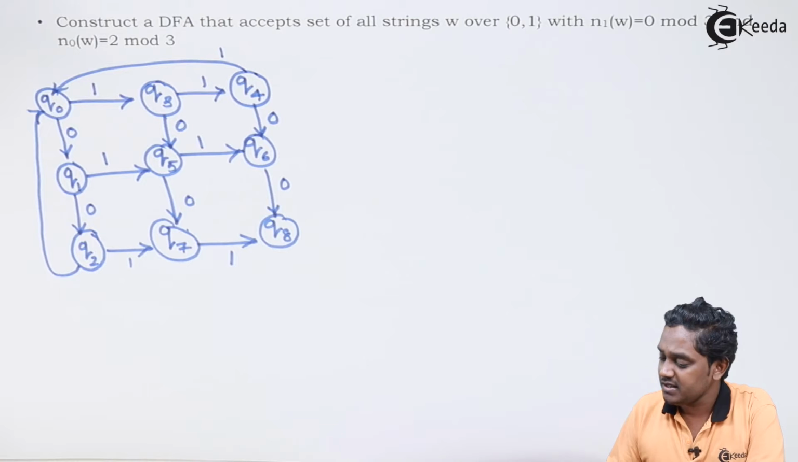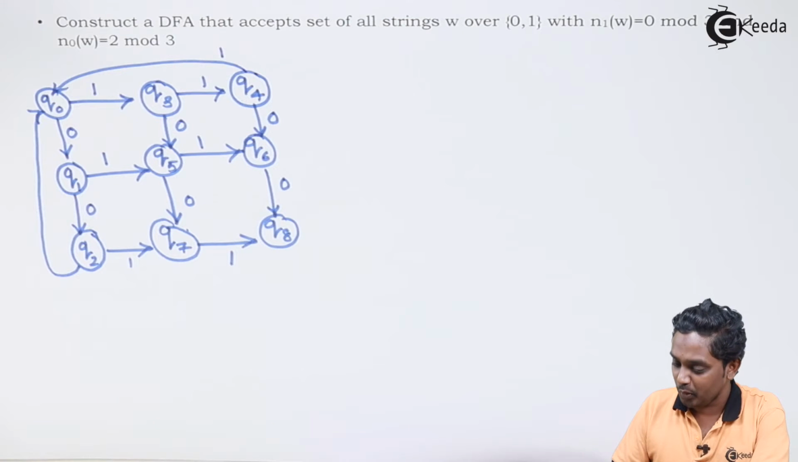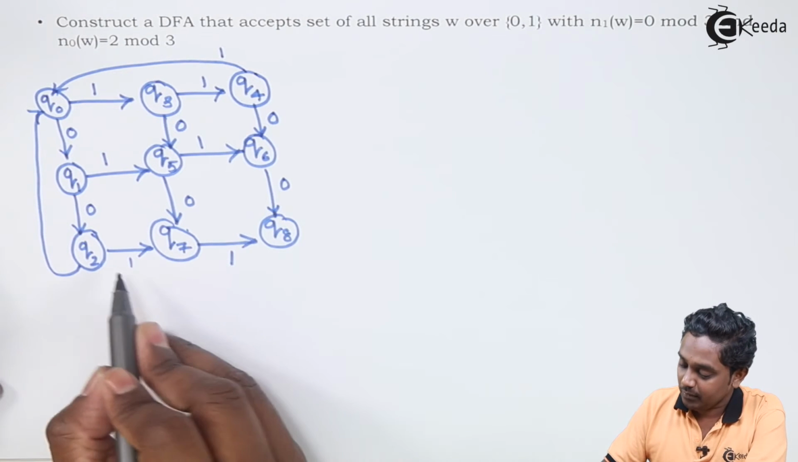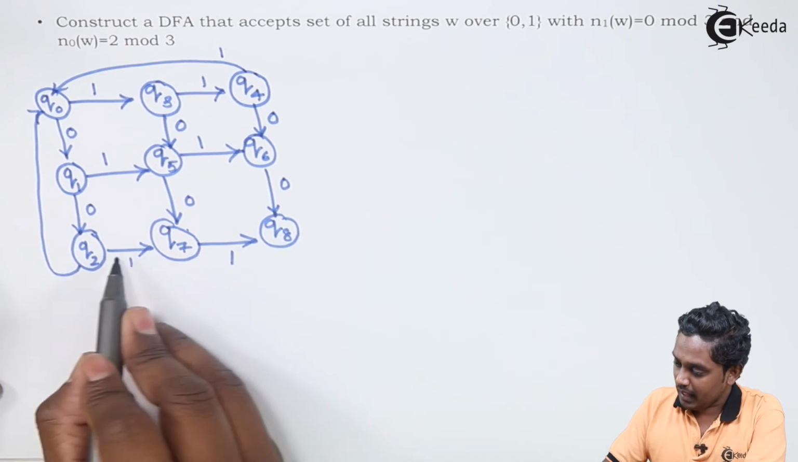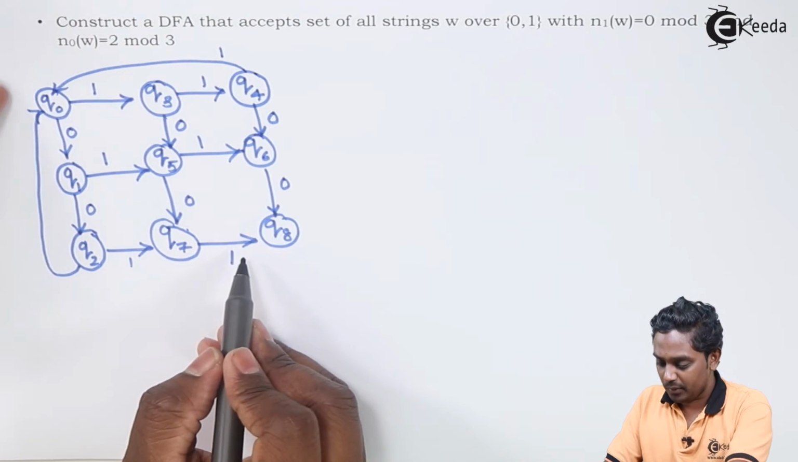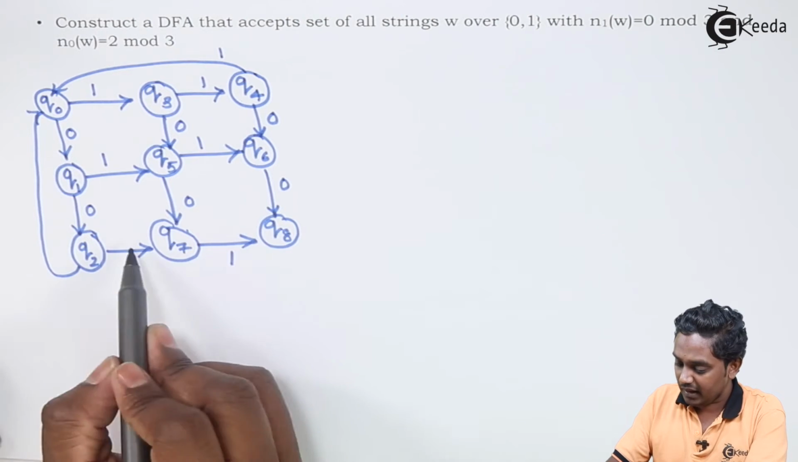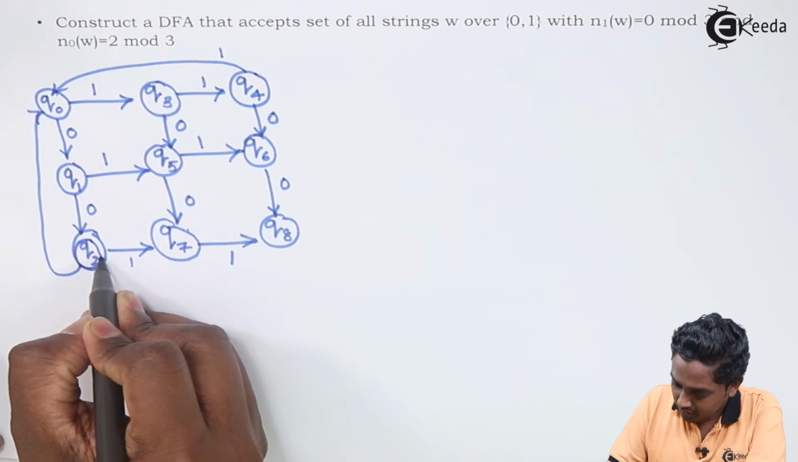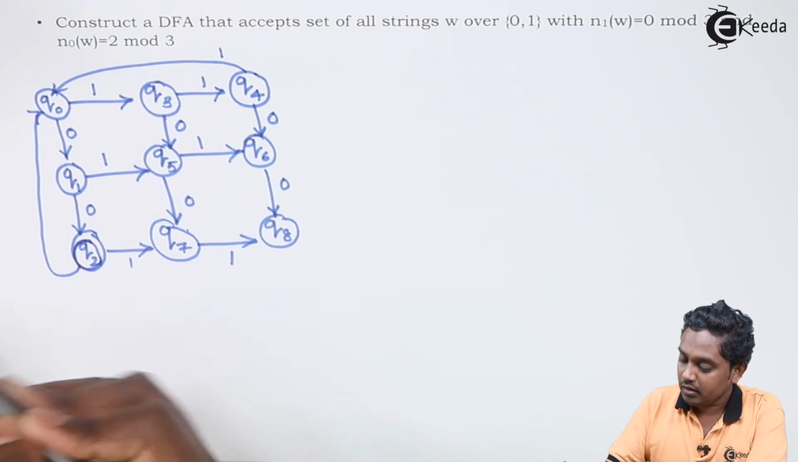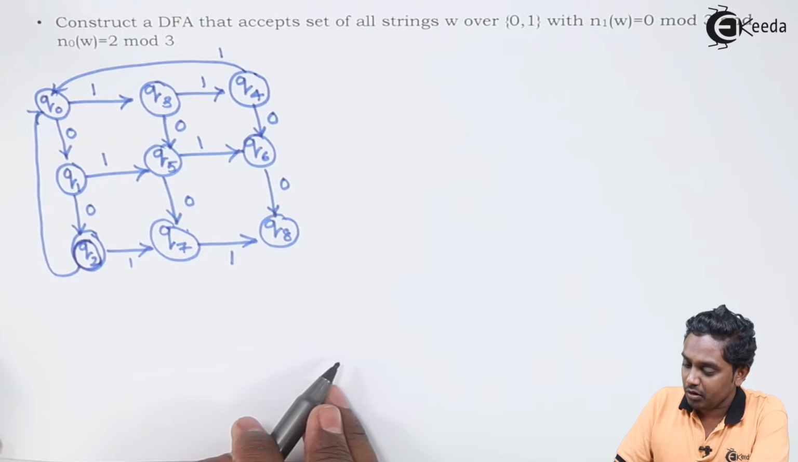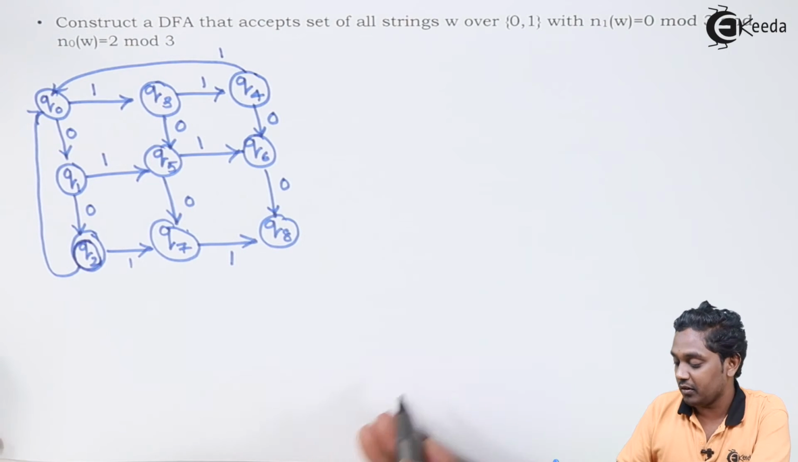Now the given question says that the number of 1s is 0 modulus 3 and the number of zeros is 2 modulus 3. So number of 0s, 2 modulus 3 comes in this line, and the number of ones 0 comes in this line. So it has to be Q2. Now Q2 is the state which has number of ones visited 0 modulus 3 and number of zeros visited 2 modulus 3.